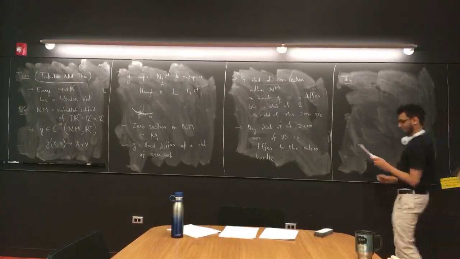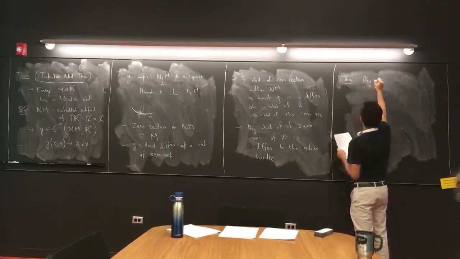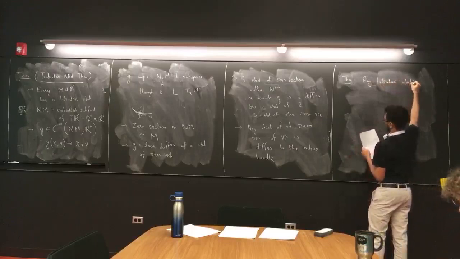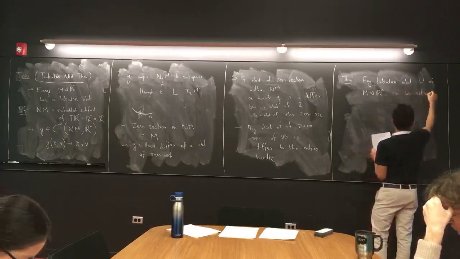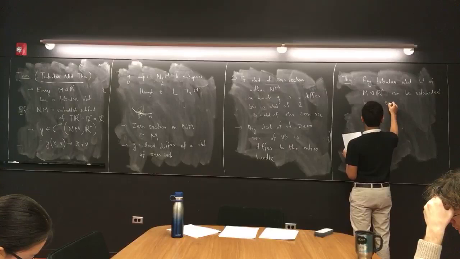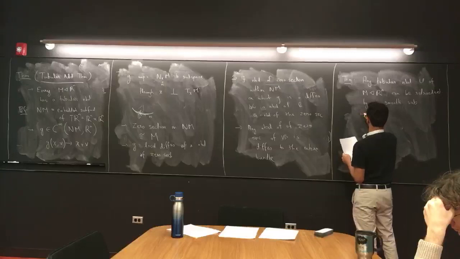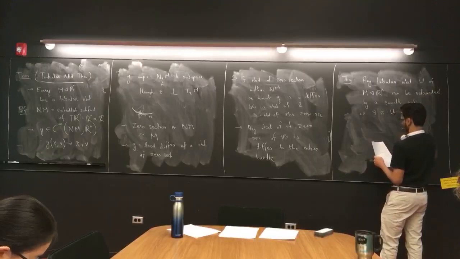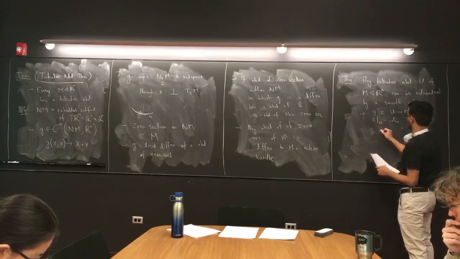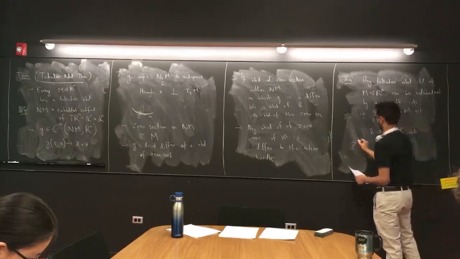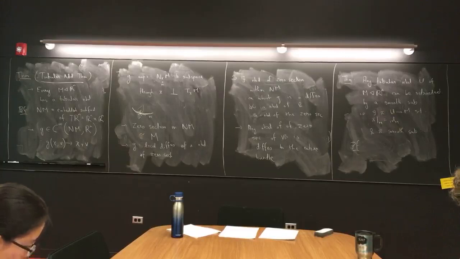One more theorem. So now that we know a tubular neighborhood exists for any embedded submanifold, any tubular neighborhood U of M embedded into Rn can be retracted by a smooth submersion. In other words, there exists a map pi from U into M such that when restricted to M in U, this is just the identity on M, and pi is a smooth submersion. Can anyone tell me what pi is? Yep.